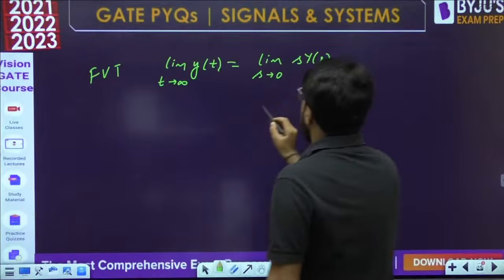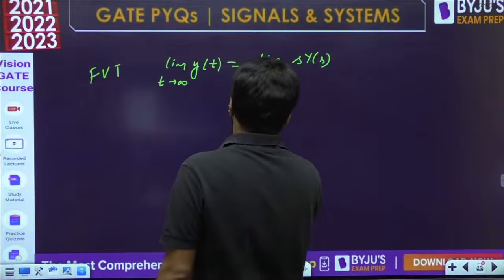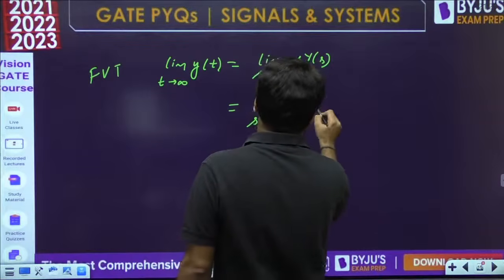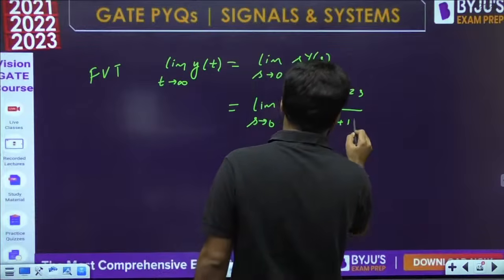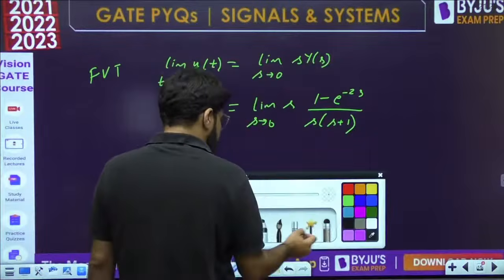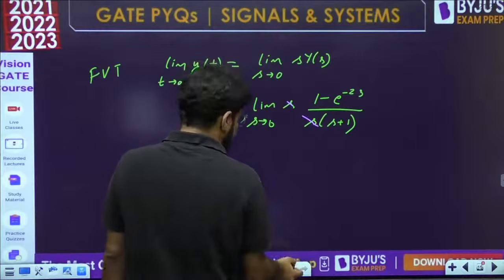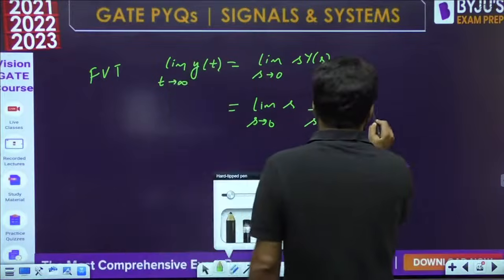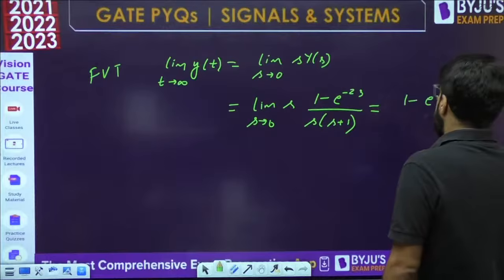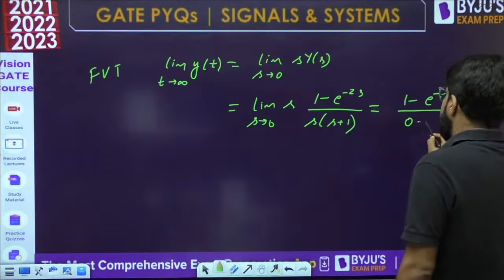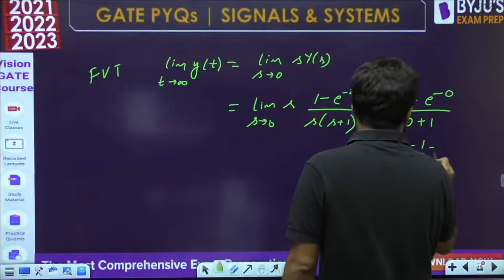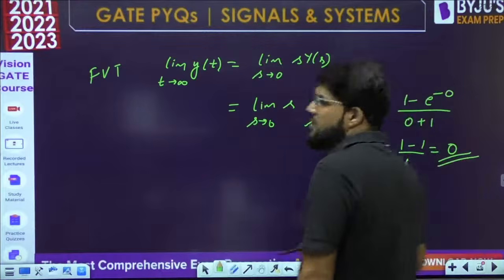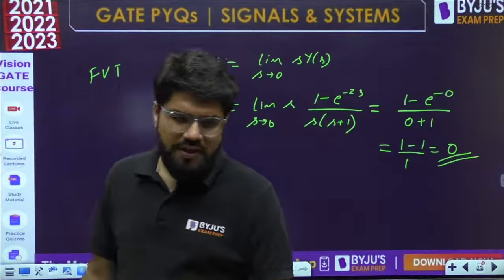Now I'm just going to solve it. Limit s tending to 0 s into Y(s). Y(s) is obtained as 1 minus e power minus 2s upon s plus 1, so very clearly s has got cancelled. Then your answer is, s tending to 0, 1 minus e power minus 0 divided by 0 plus 1. But 1 minus e power 0 is 0, so 0 by 1, the final answer is 0. Correct, Bhanu, the final answer is 0.